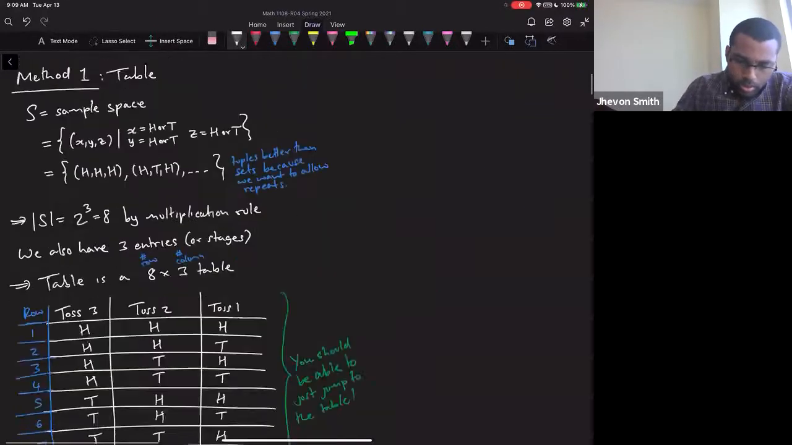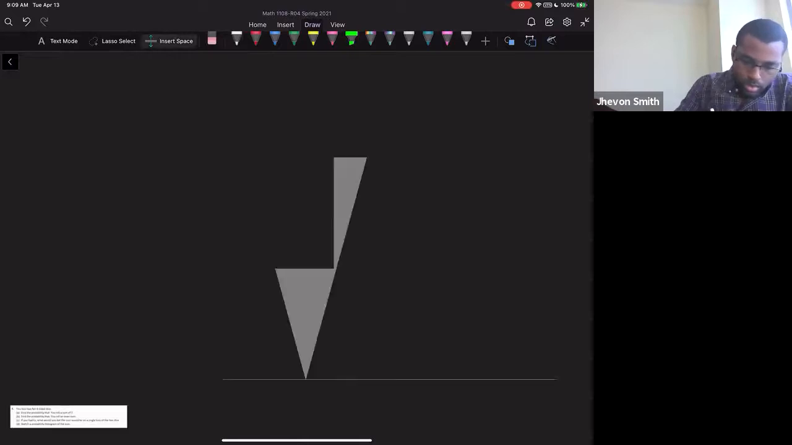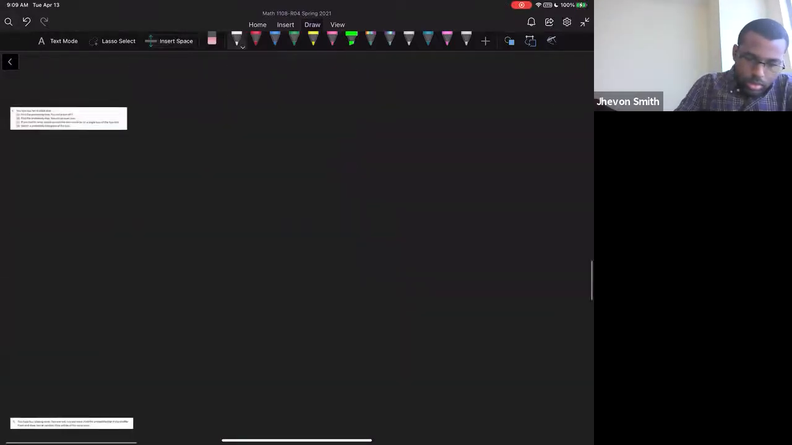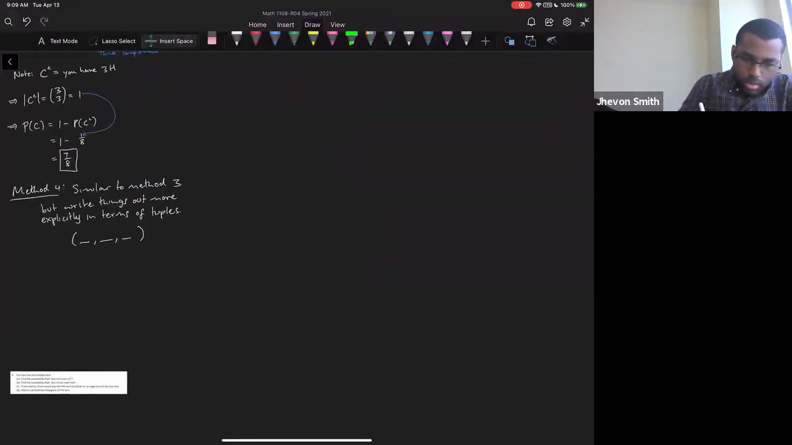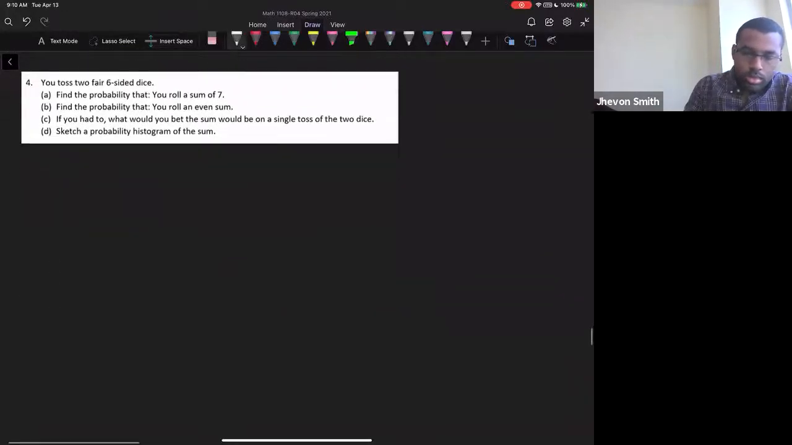Problem 4. You toss 2 fair 6-sided dice. Find the probability that you roll a sum of 7, or find the probability that you roll an even sum. You can do this a bunch of ways.